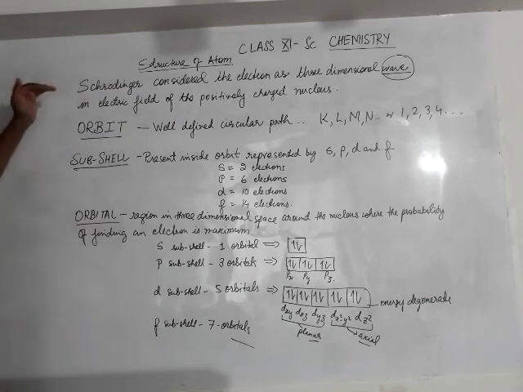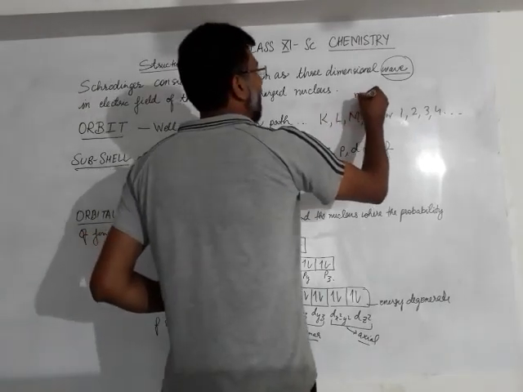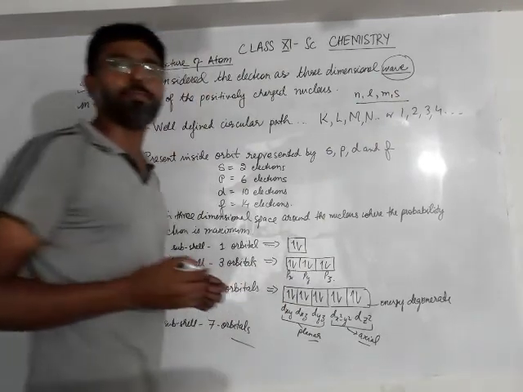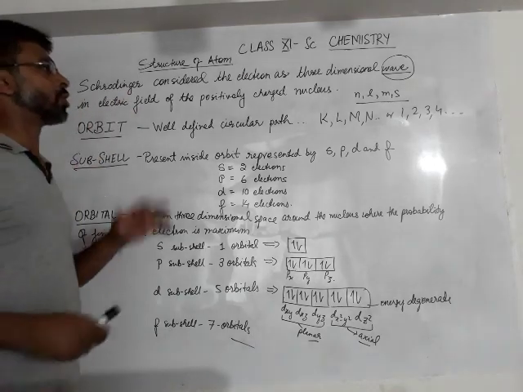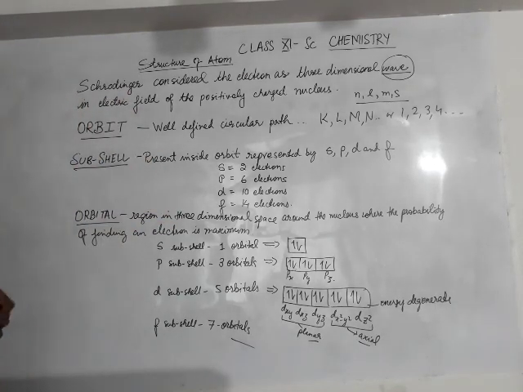Now, based on this concept of Schrodinger, the quantum numbers are n, l, m, s. These quantum numbers I will discuss later on in detail when I do the chapter in detail. When the quantum numbers were solved mathematically, they came to the concept in much more detail. We have now learned what an orbit is.